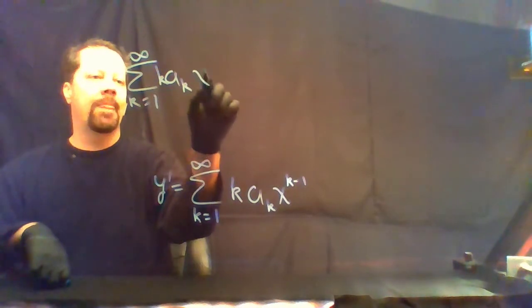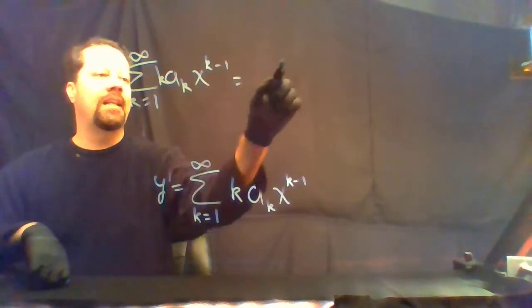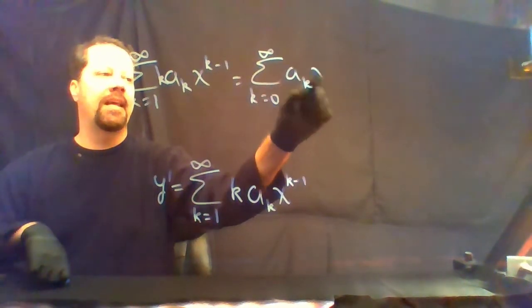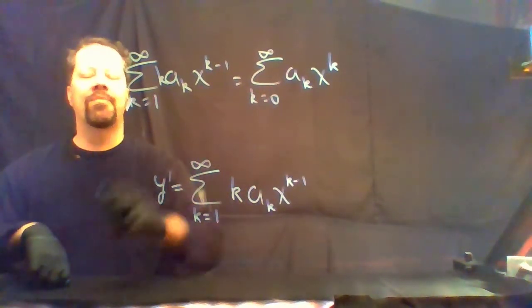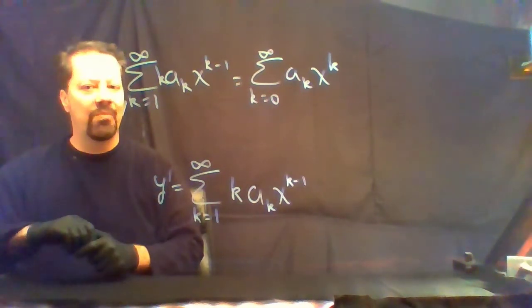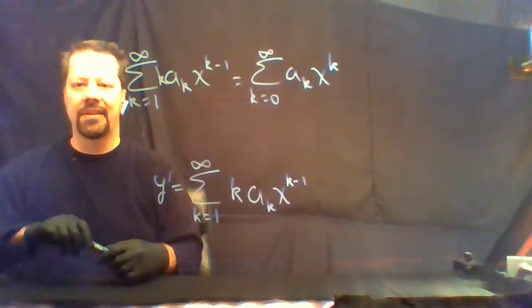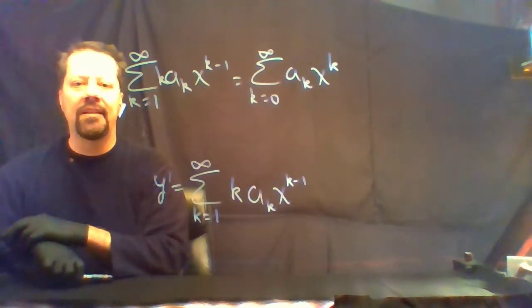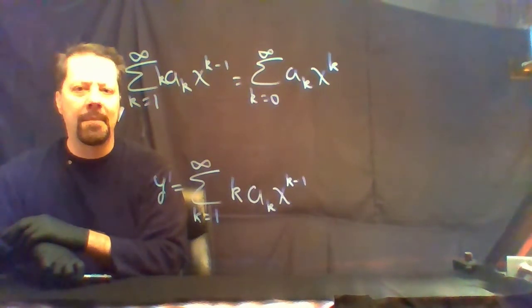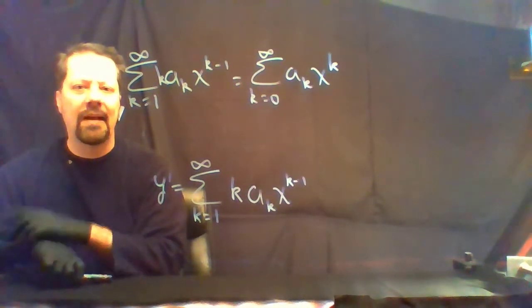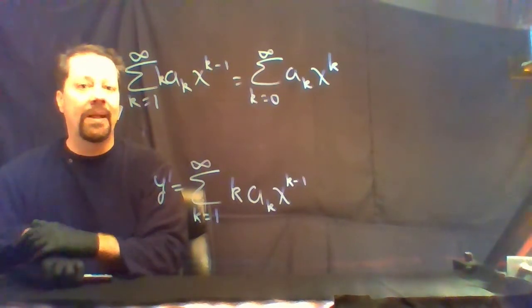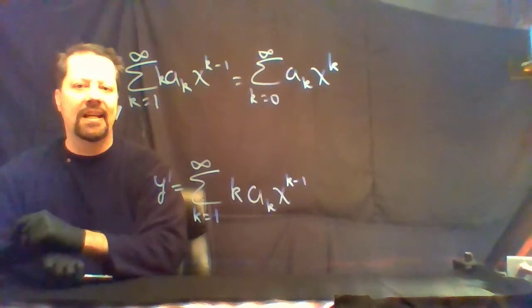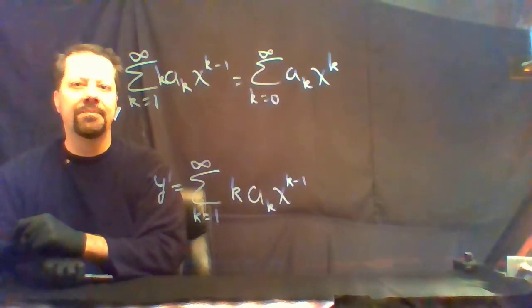a sub k x to the k minus 1 equals the sum as k goes from 0 to infinity, a sub k x to the k. Now, one fundamental fact about power series is if one power series is equal to another, then their corresponding coefficients must all be equal. However, you have to equate corresponding coefficients, and to do that, we're going to re-index the sums to make that easier.